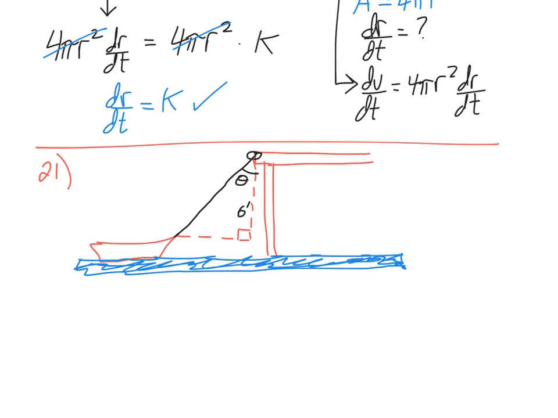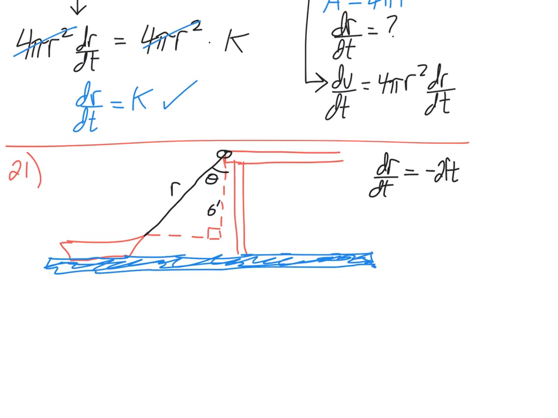All right. So the rope is hauled in at a rate of 2 feet per second. So the black is the rope. We're going to call that R. So that tells us that dr/dt is decreasing. It's being pulled inward, which means the amount of rope will get smaller and smaller at a rate of 2 feet per second. So negative 2 feet every second.